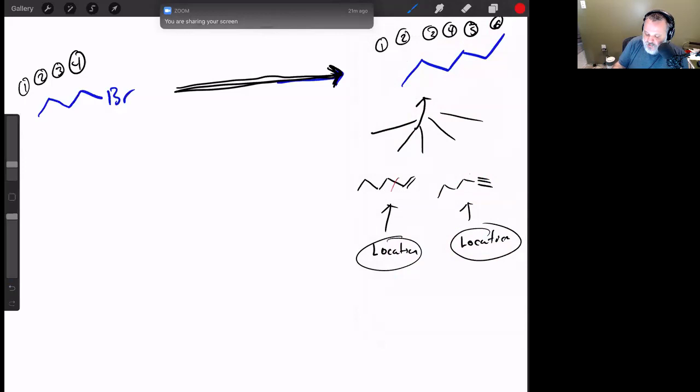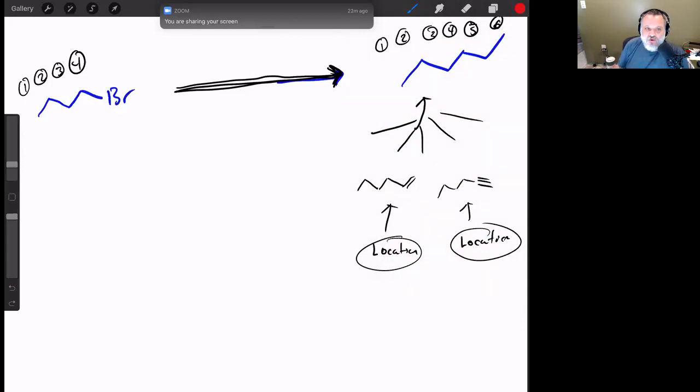Same thing with the double bond. It could have been there or there or there or there. Of course, some of those possibilities are the same, but at the end of the day, there's a few of those possibilities. And so how do I decide which one of those locations is the best location to start with to eliminate some of these possibilities?